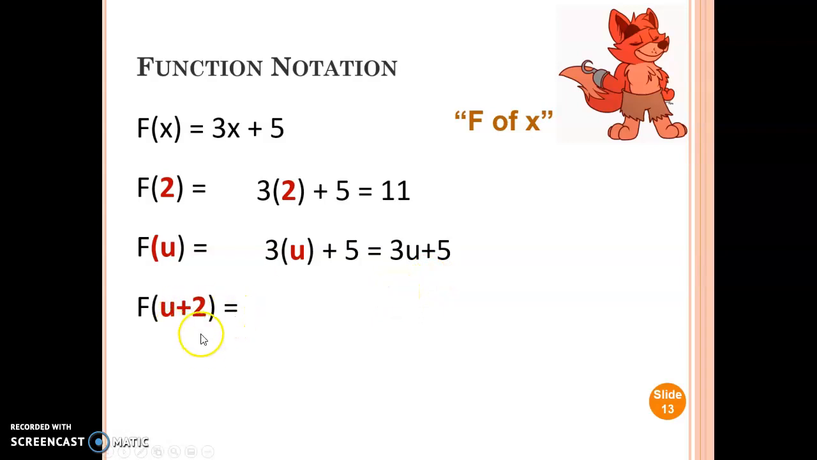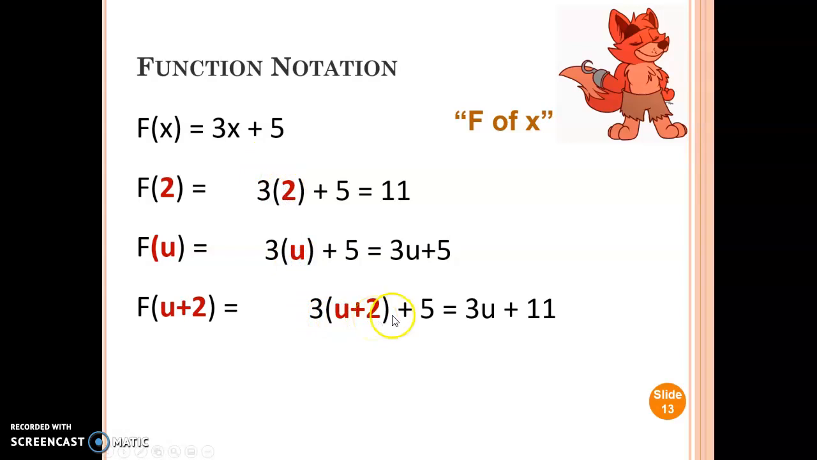Now you can also put a combination of letters and numbers. So I've got an f of u plus 2. So where I see this x right here, I'm going to put a u plus 2. And so that's where we're going to then calculate that out. We can multiply, distribute this 3 through. That's going to make a 6. Add that 6 to a 5, and that's where you're seeing that 11. So just doing a little distribution there.